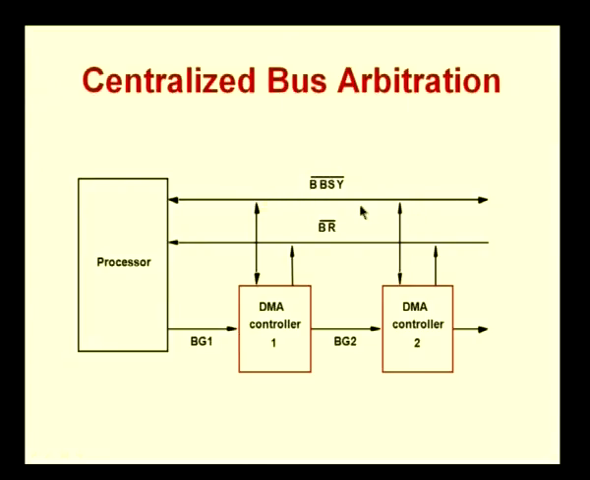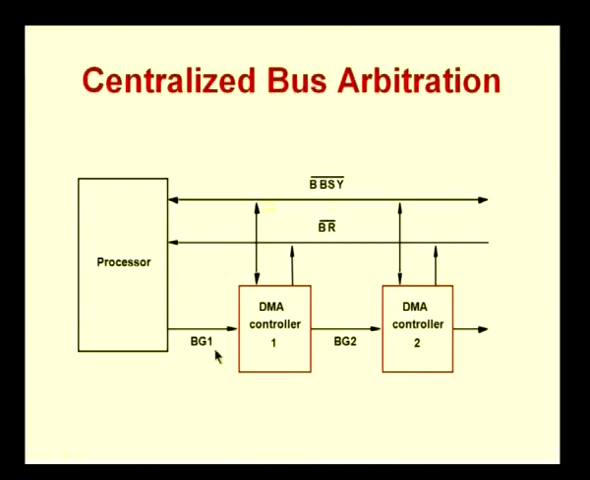There is something called a bus busy signal, which indicates whether the bus is currently busy doing some data transfer or not. And then we have a bus request signal. This signal is normally asserted by one of the DMA controllers which requires the bus. The bus request signal comes to the processor, or to the arbitration unit present in the processor, and in response, if the arbiter decides that the bus can be granted to one of these DMA controllers, it puts out what is called the bus grant signal.